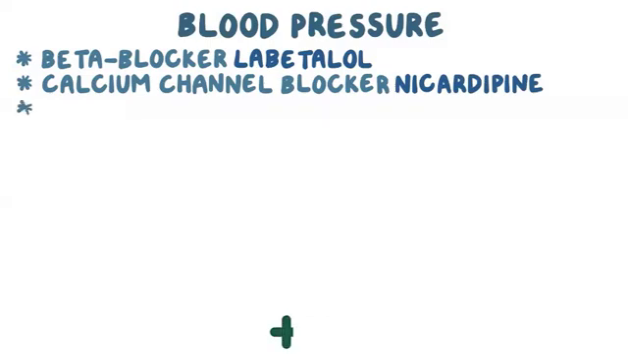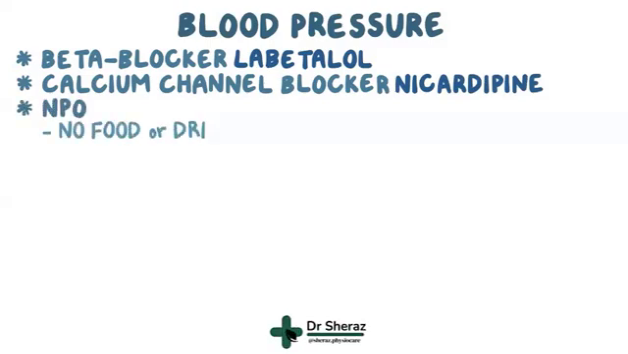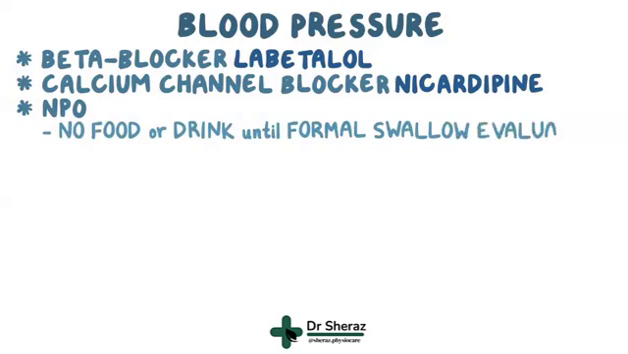In addition, individuals are usually kept NPO, meaning that they can't eat or drink until they get a formal swallow evaluation. That's because dysphagia is a common consequence of a stroke, and it can lead to aspiration. If there is dysphagia, patients are usually given liquids through a nasogastric tube until they're able to swallow normally.